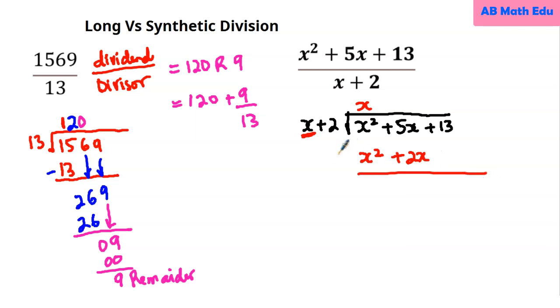Then you underline it. You're going to subtract. This one we didn't touch, so you're going to bring it down, and the 13 will be here. You subtract 2x from 5x, that will give you 3x.